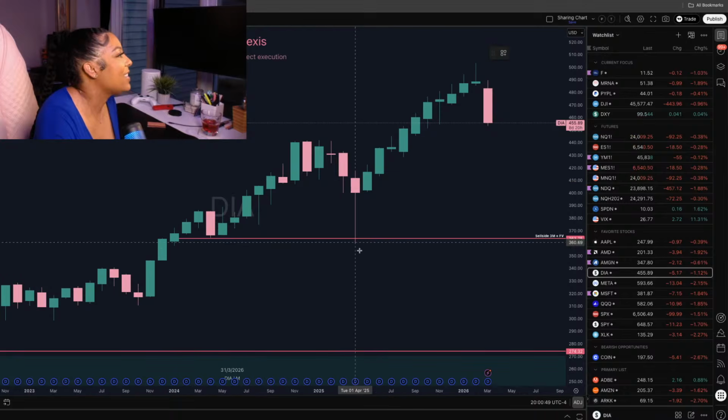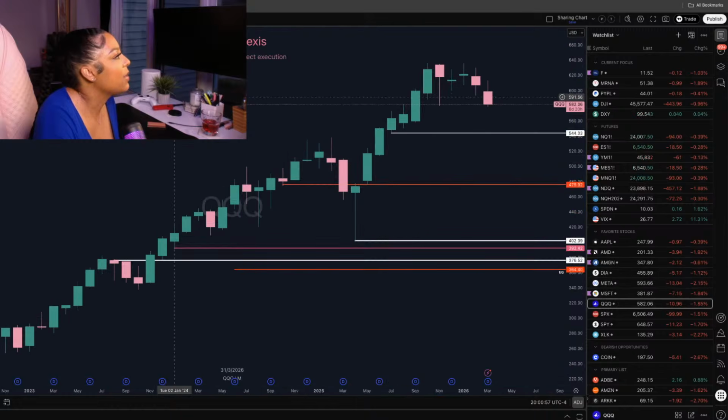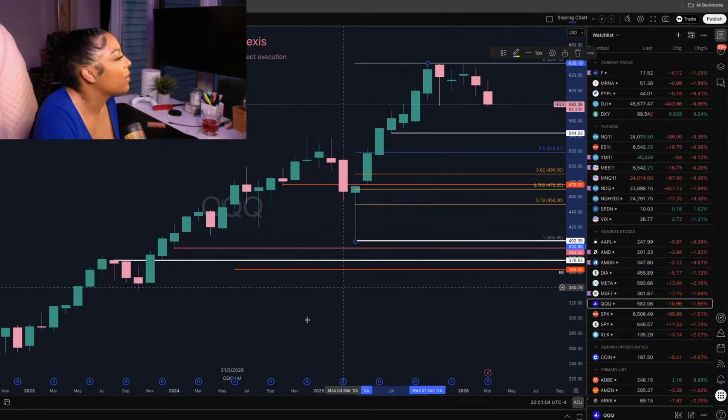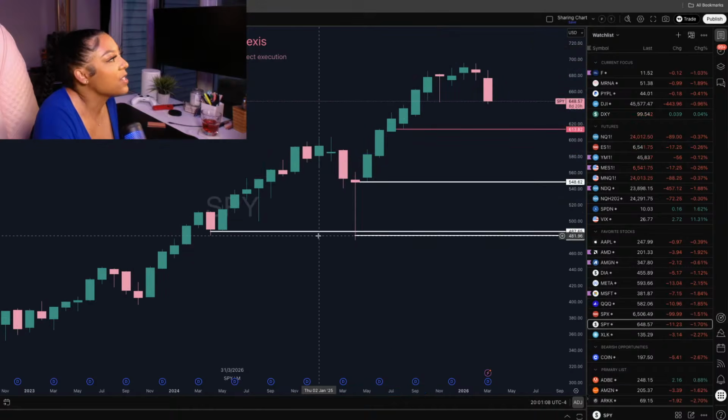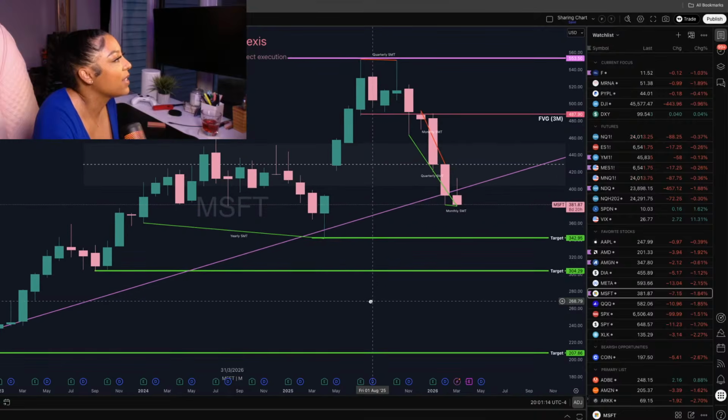Like, I just don't know what to say. Fibs, we have not reached a discount on DIA. QQQ, we have not reached a discount on QQQ. And I can just look at SPY. We have not reached a discount on SPY. We have reached a discount on Microsoft.